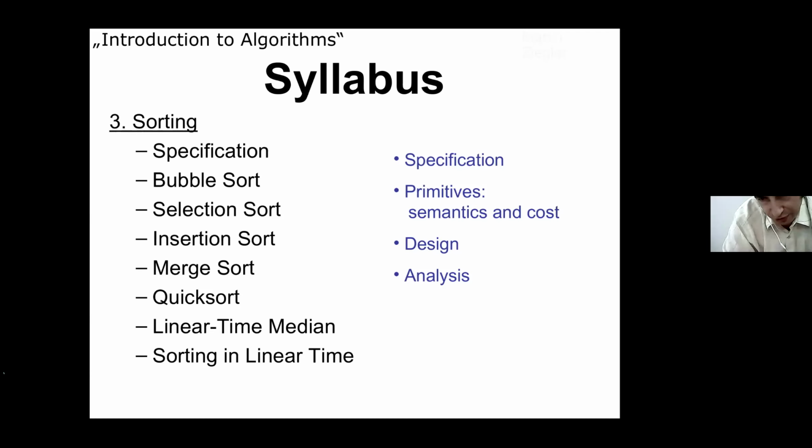We will start with the most naive ones, which are the bubble sort, the selection sort, and the insertion sort. They are very similar in ideas and very similar in complexity. And then we will talk about merge sort and quicksort, which have a different strategy. They divide the array into pieces and then operate recursively on these pieces.